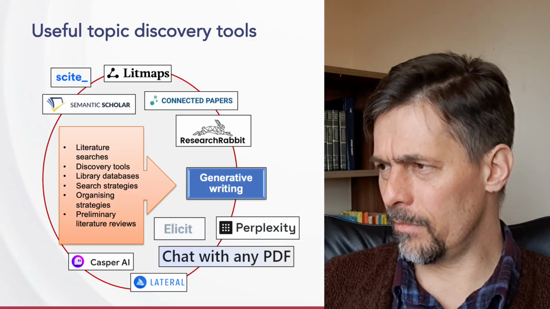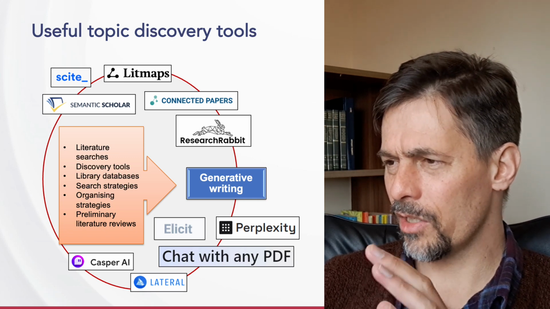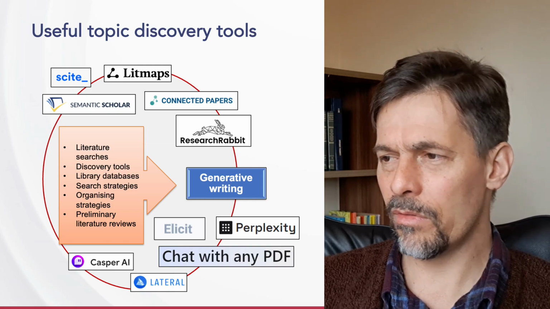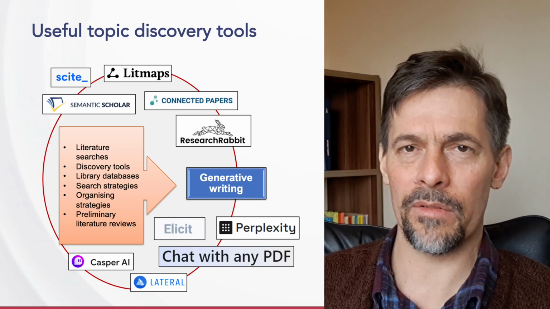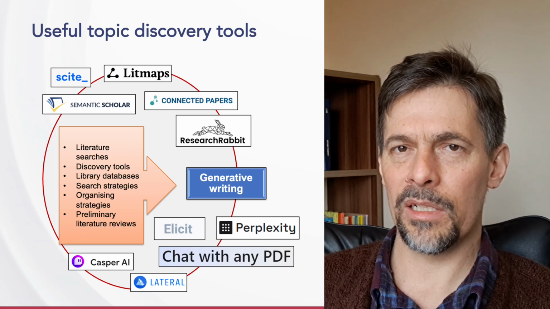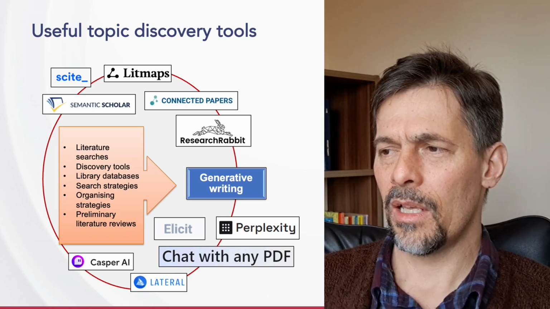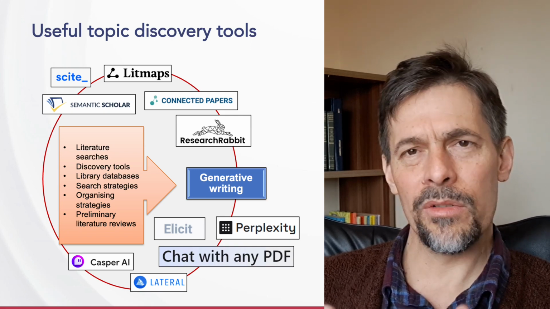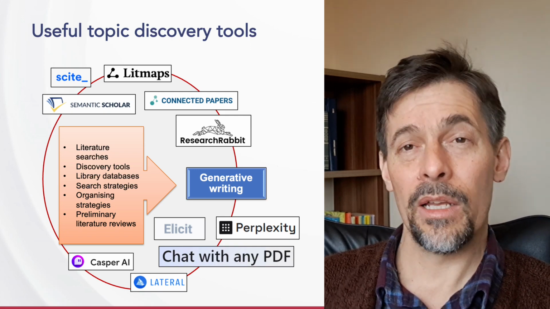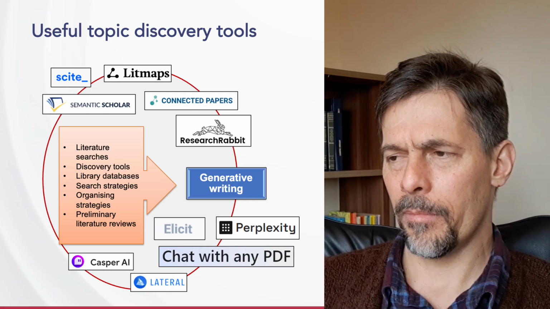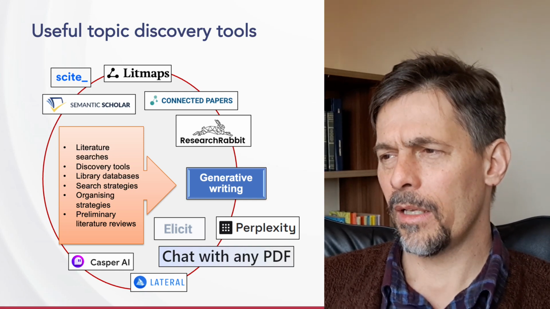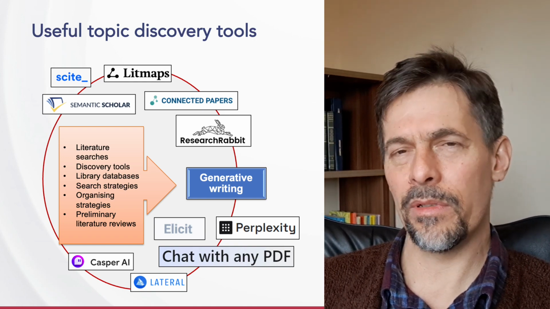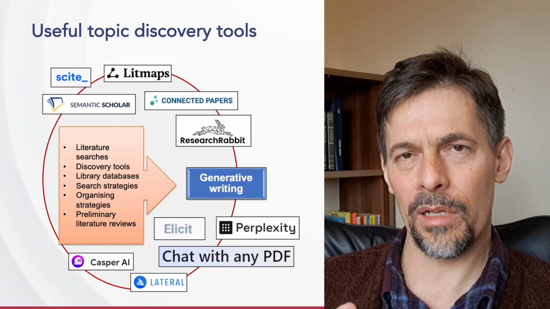Now, in this diagram, in the big arrow, I show the traditional tools that we use. You do things like literature searches, and you use discovery tools on the library databases. There might be different search strategies, and different ways of organizing your literature. And you might do a preliminary review of literature. Traditionally, before AI, the essence of the traditional approach, for example a systematic literature review, is the principle of systematic rigor.